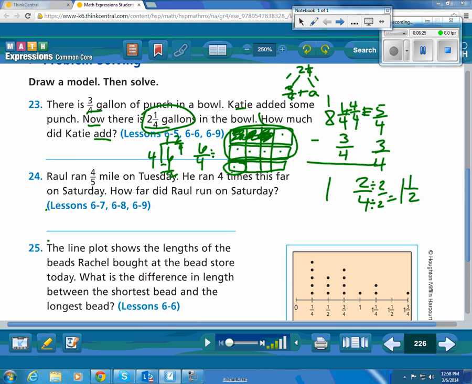Okay, looking at the next one, Raul ran 4/5 of a mile on Tuesday. He ran 4 times that far on Saturday. So Saturday equals 4 times 4/5. So if I'm doing my math mountain, Saturday equals 4 times 4/5. So I know how to do that, and I can do it like this. I can either do 4/5 plus 4/5 plus 4/5, because that's 4 groups of 4/5.